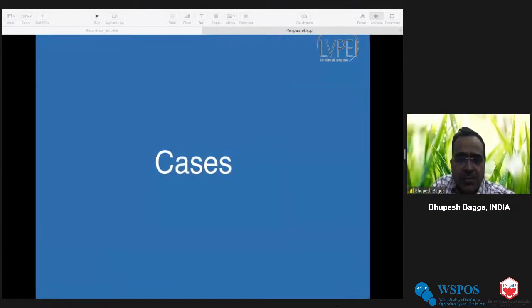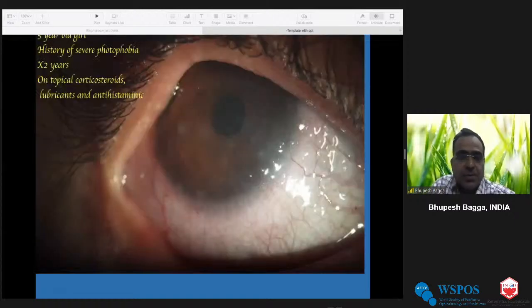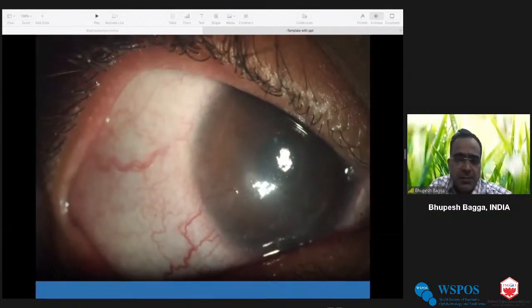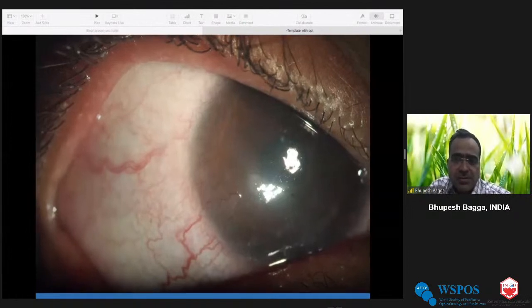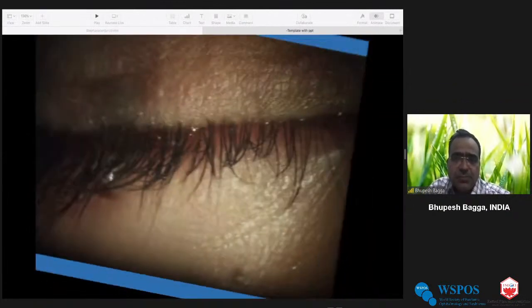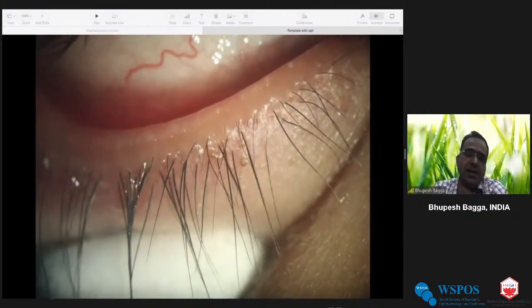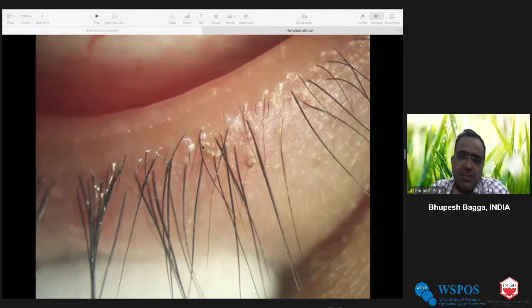I will show some cases just to summarize my talk. This is a 5-year-old girl with a history of severe photophobia, almost 2.5 years on topical steroids, lubricants and antihistaminics, as we have seen in this picture before. You can see a superficial leash of vessels coming. And plenty of lashes had chloride cuff. On close examination, you can see the bases of the lashes have plenty of chloride ruff.